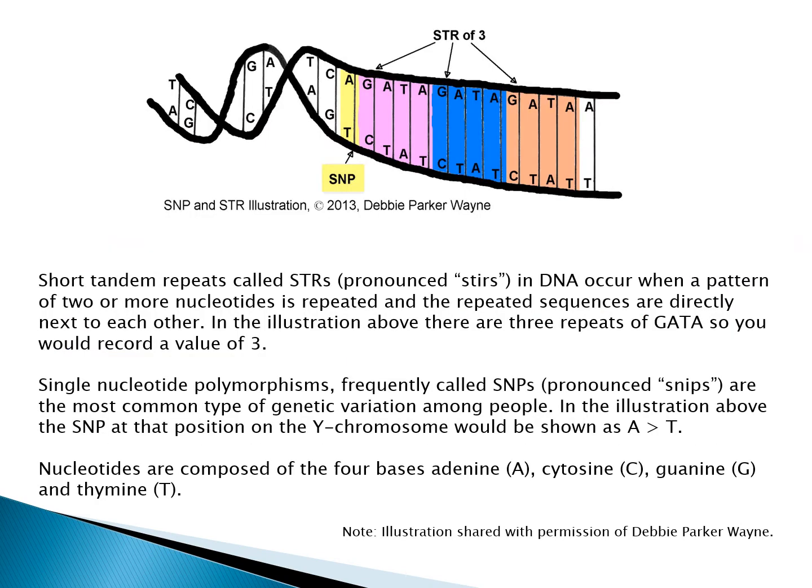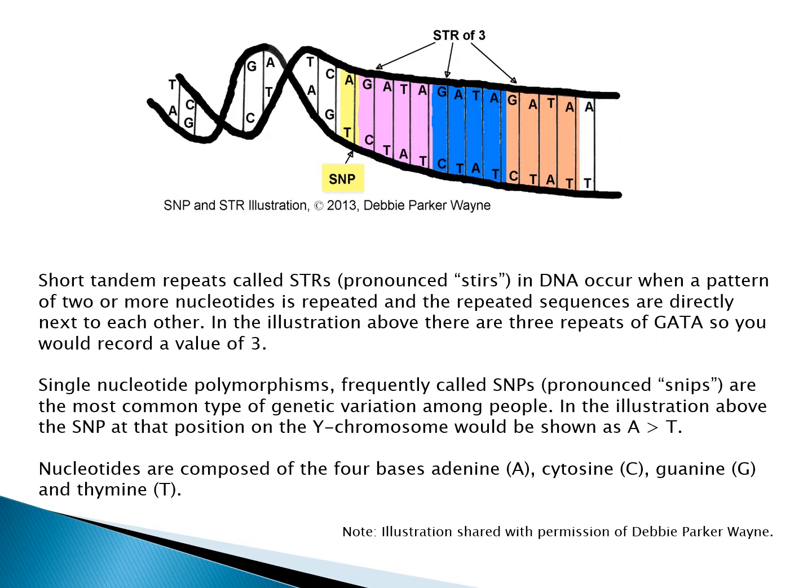I thought this illustration was the best way to show what an SNP and an STR was, and Debbie Parker Wayne graciously allowed me to share this in my presentation. Short tandem repeats, or STRs, occur when a pattern of 2 or more nucleotides is repeated, and the repeated sequences are directly next to each other. In the illustration above, you can see GATA, so you would record a value of 3. See, GATA, GATA, GATA. There are three of these.